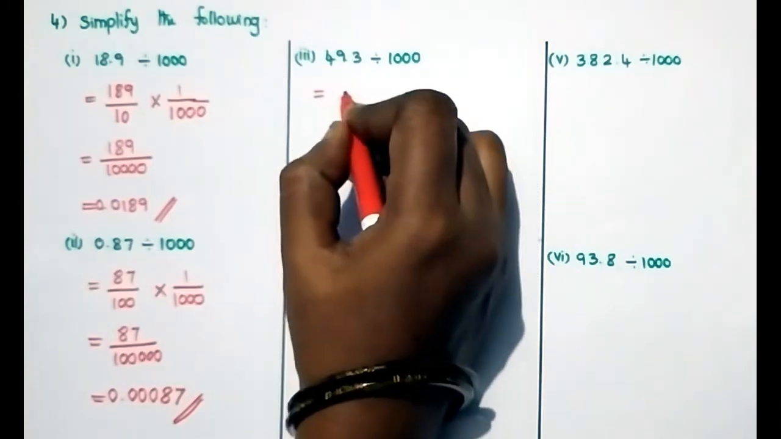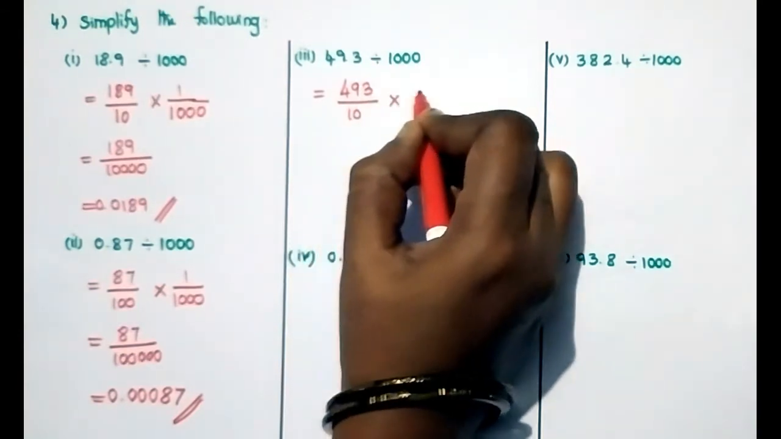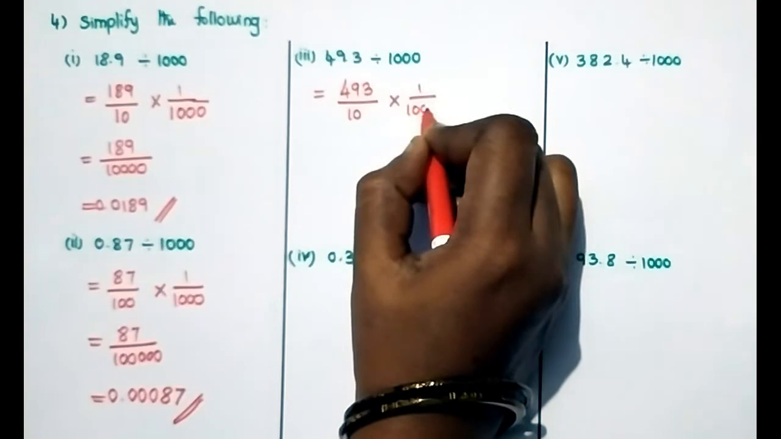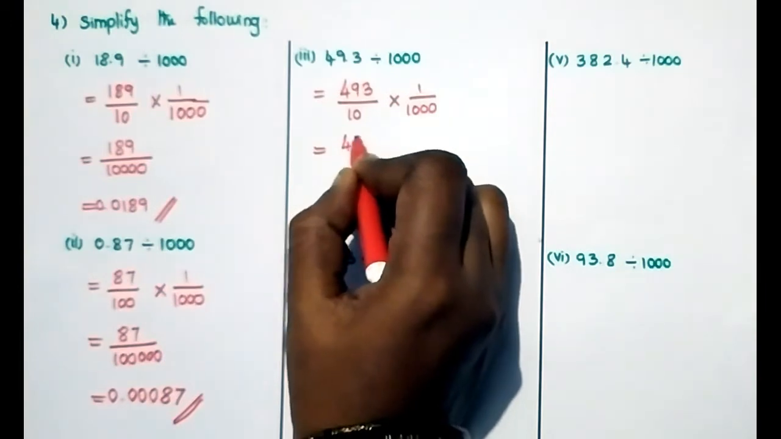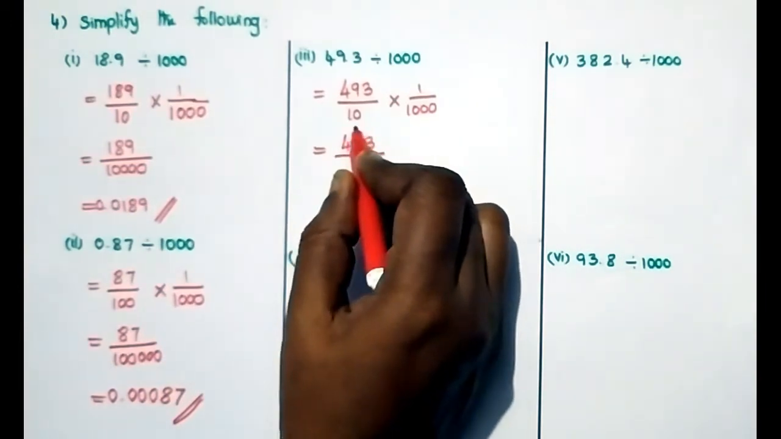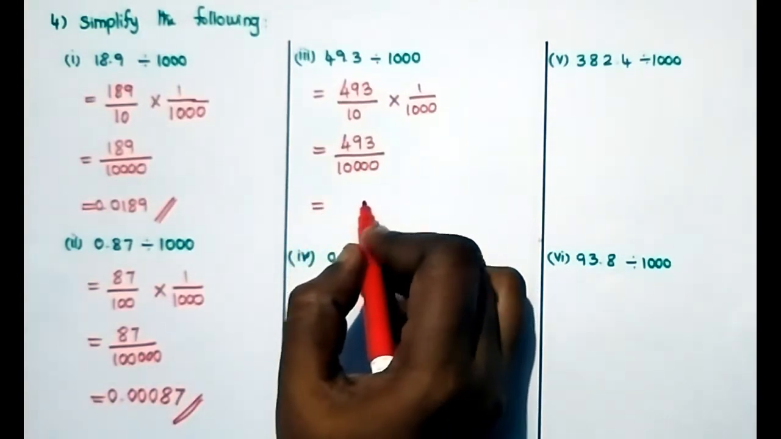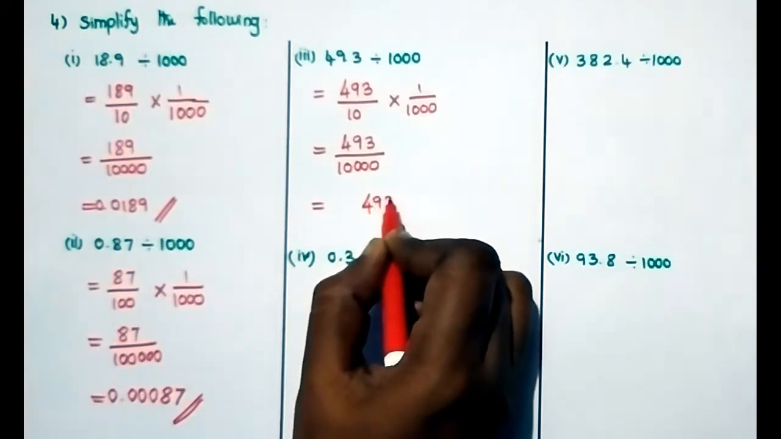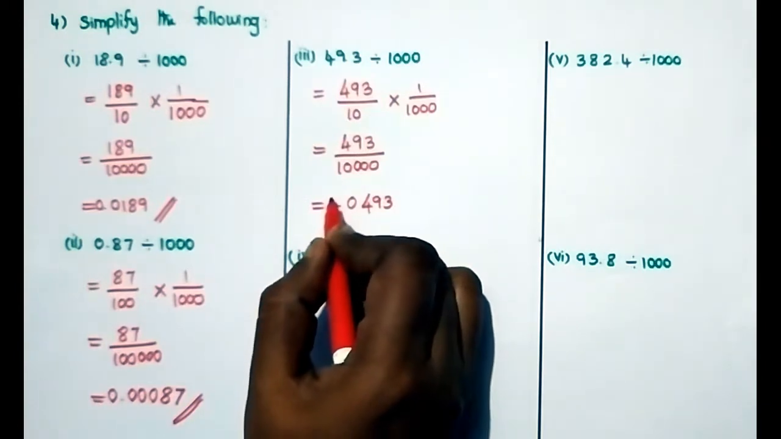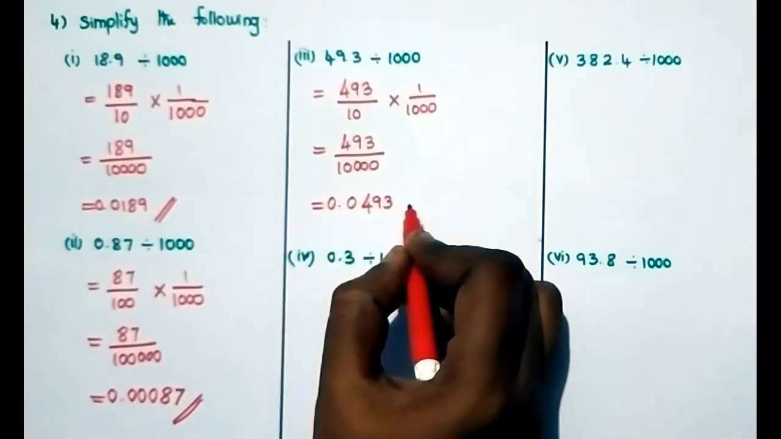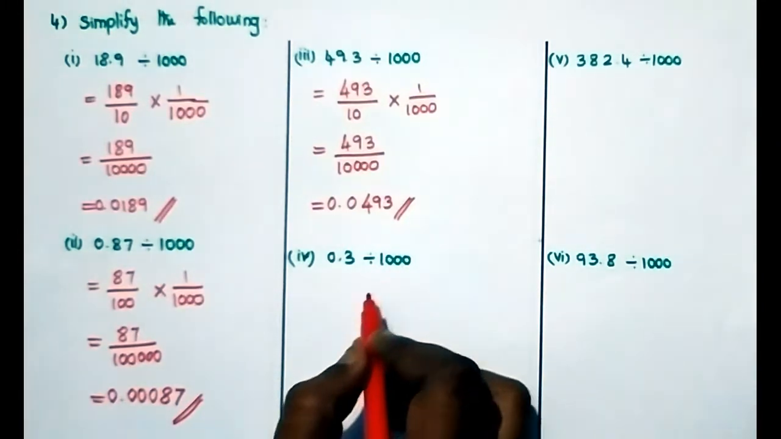Next one, 49.3 divided by 1000. So 493 divided by 10 into 1 by 1000. Now multiply the numerators, means we get 493 divided by 10 into 1000, 10,000. Now the answer is 493 only is there. So add 1 zero before the number, means we get 0.0493 is the answer.